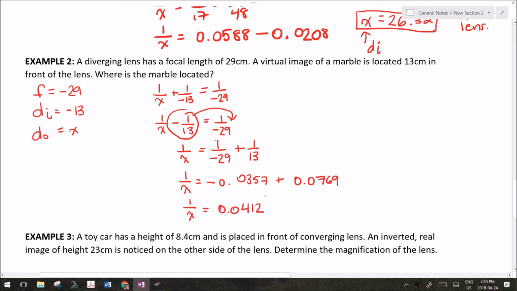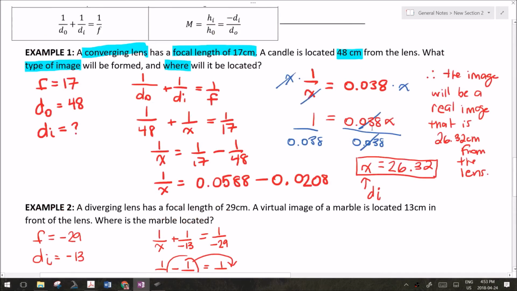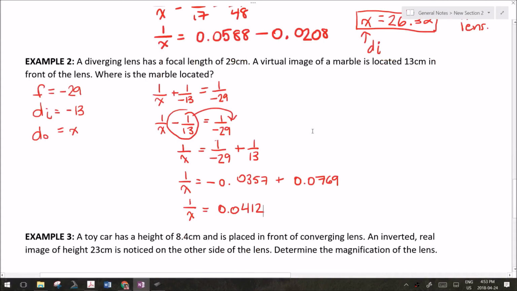In this case, I could go through all of the rearranging that I did in this other problem, or I could jump ahead a little bit and just solve this by doing 1 divided by whatever that number I have is. So in this case, x is equal to 1 over 0.0412. X is equal to 24.27.